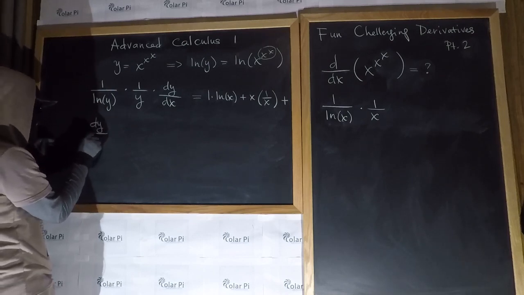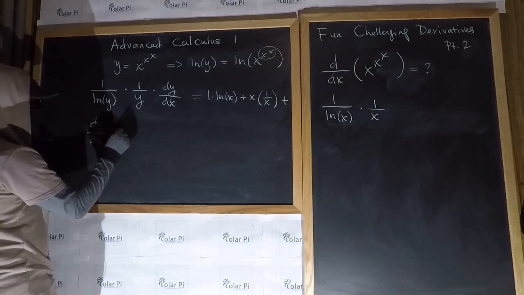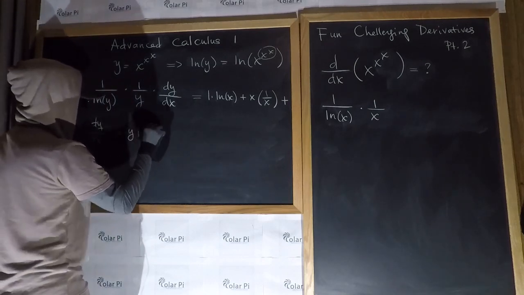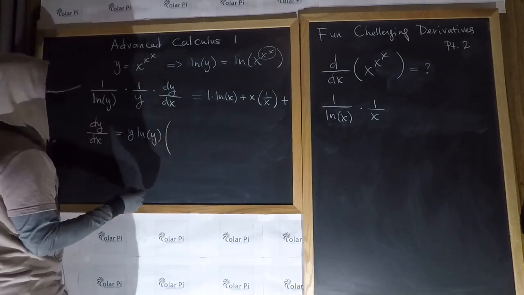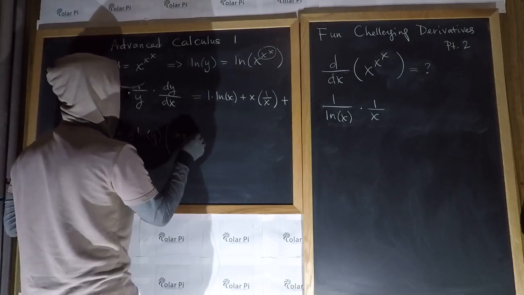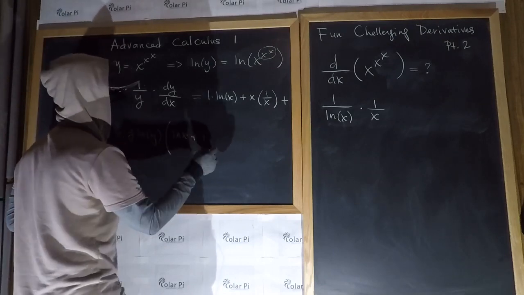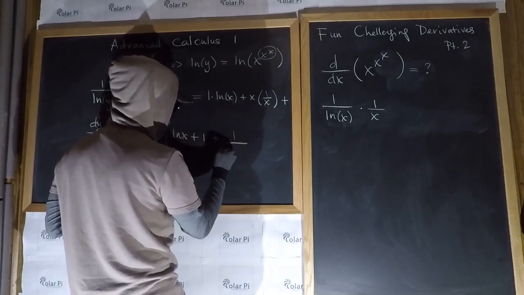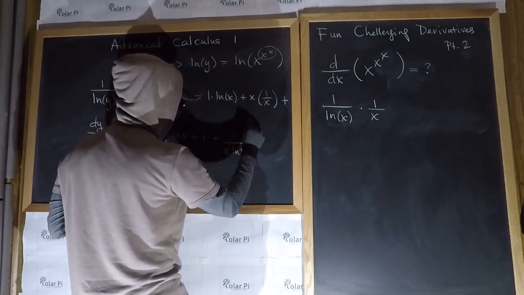on the left we just get dy dx equals, on the right I'll lead with y times the natural log of y, the thing we're multiplying by on both sides, times, and then here we have the natural log of x plus 1, and then plus 1 over x times the natural log of x.